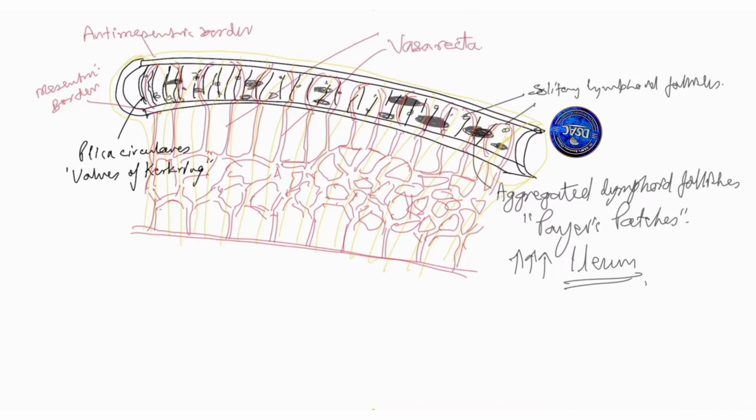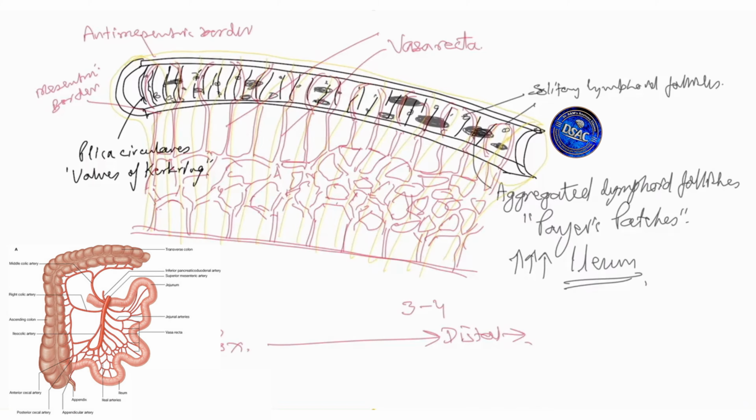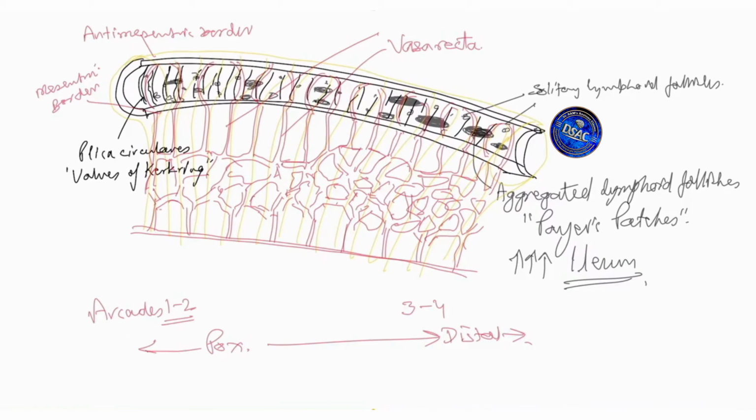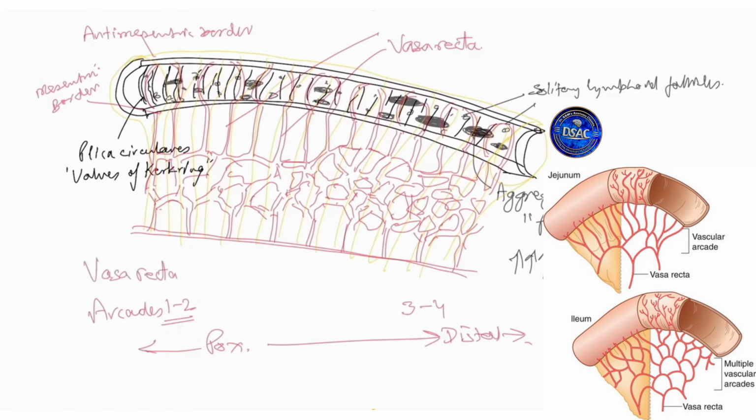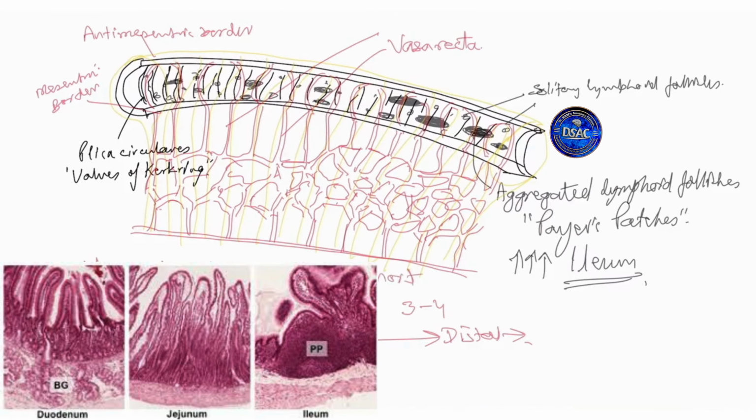Now, let's say this is the proximal portion of the intestine, and this is the distal portion. What you're seeing here is that the arcades are only 1 or 2 levels, but here the arcades are 3 to 4 levels, meaning you have more arcade formation in the distal portion of the small intestine. From those arcades, the straight vessels reaching the small intestine are called vasa recta. In the proximal portion of the small intestine, these are long, and in the distal portion, these are short. I'm talking about transverse section.